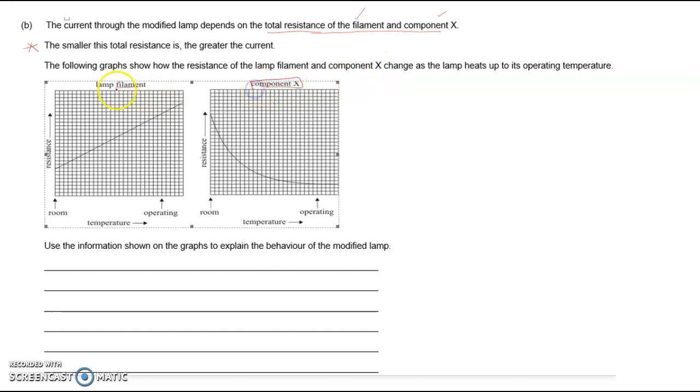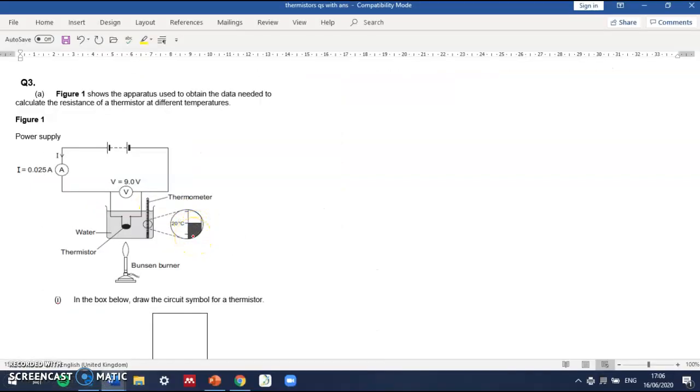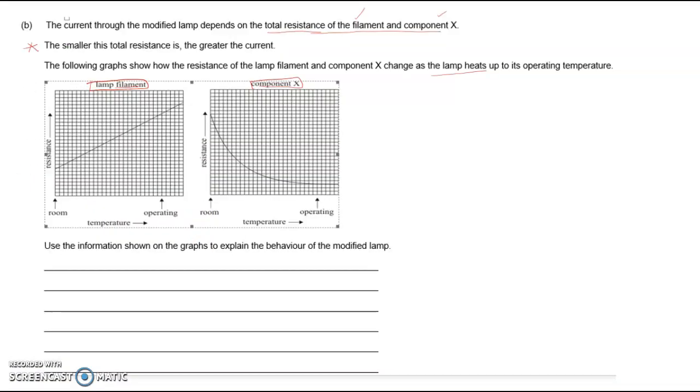So we've got a bit of data here and we need to understand it. That's the data for the lamp, and that's the graph for component X. They're showing this as the lamp heats up, so they're plotting resistance versus temperature. Now you have to use the information shown on the graphs to explain the behavior of the modified lamp. It's plural, so you've got to use both.